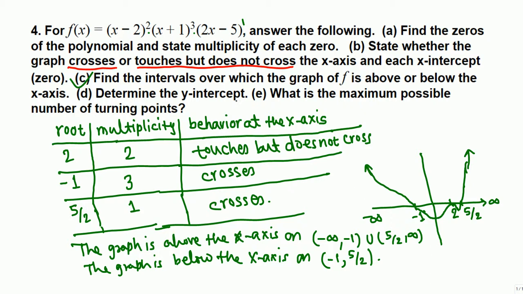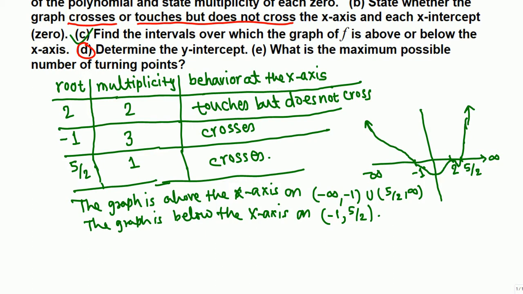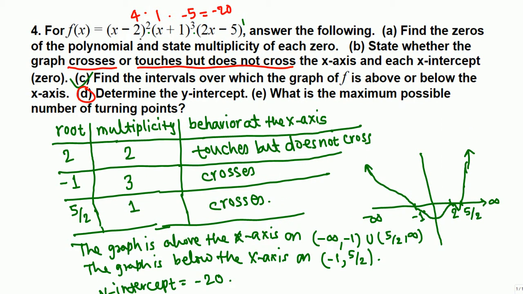And determine the y-intercept. To determine the y-intercept, all we have to do is plug in x equals 0. So when we plug in x equals 0, this is 0 minus 2, negative 2 squared, 4. 0 plus 1, 1 cubed, 1. 0 minus 5, just minus 5. So 4 times 1, 4, times negative 5, negative 20. So negative 20 is the y-intercept. So let me write over here, y-intercept is negative 20. We plugged in x equals 0 into the function.